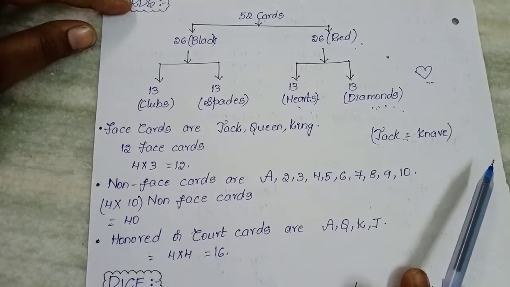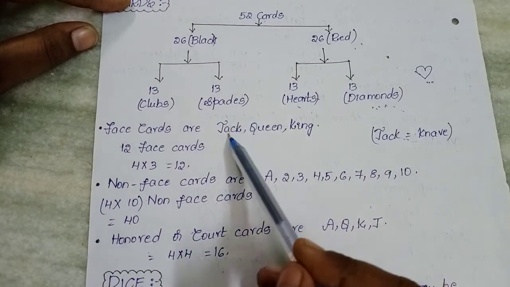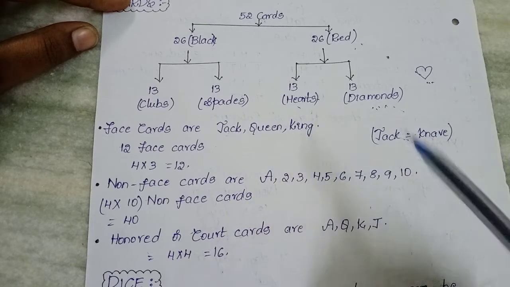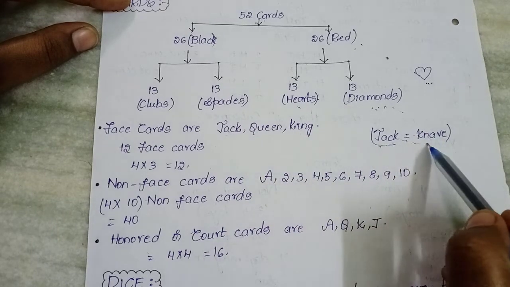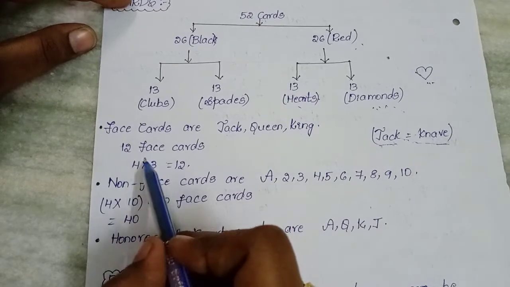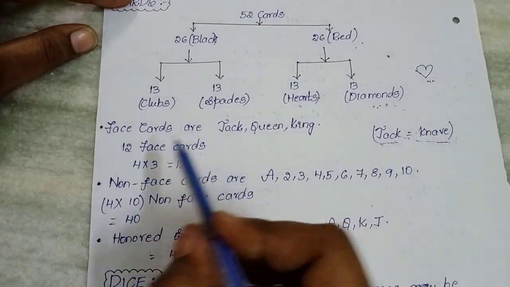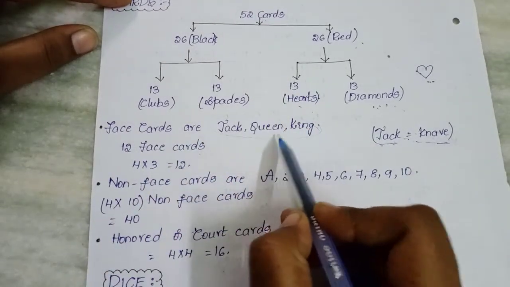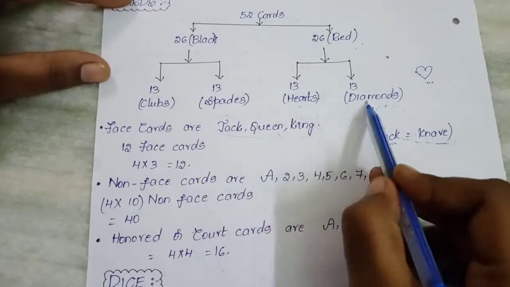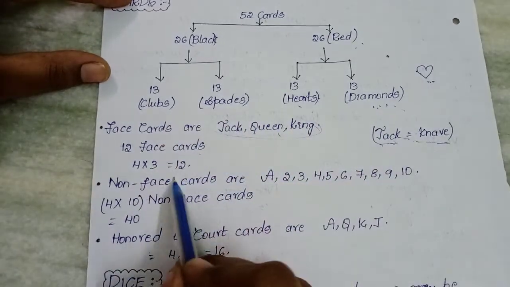Face cards means which have faces. Jack, queen, king. Most important thing is jack is also known as knave. These face cards, 12 face cards are there. See, these three are there, right? Three face cards into four types. Three into four is 12.